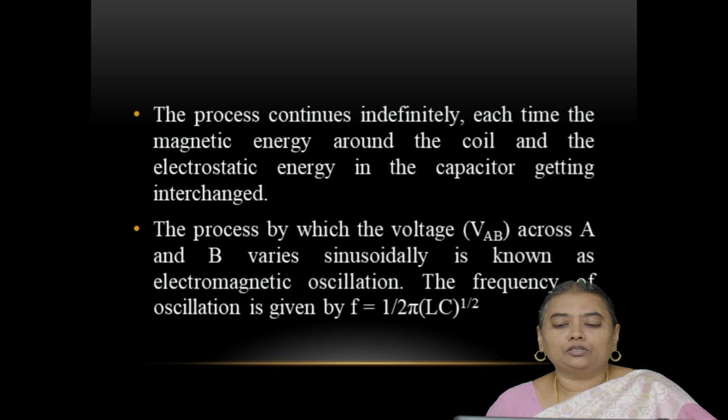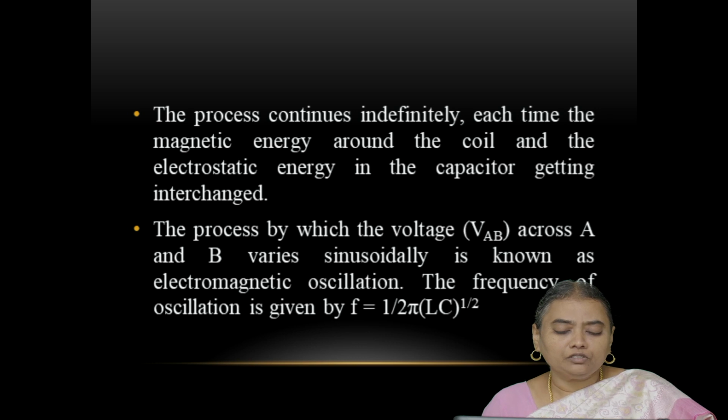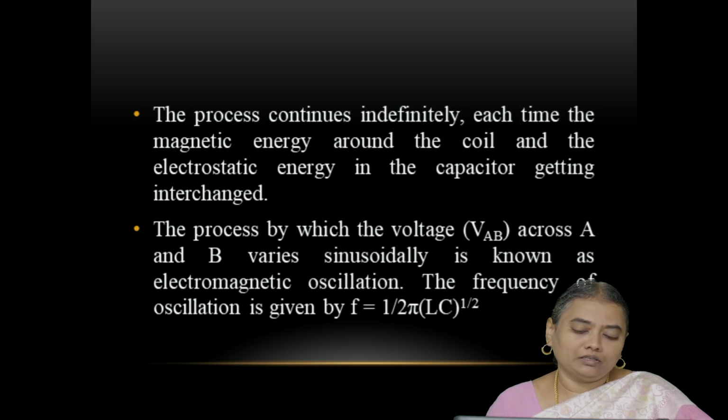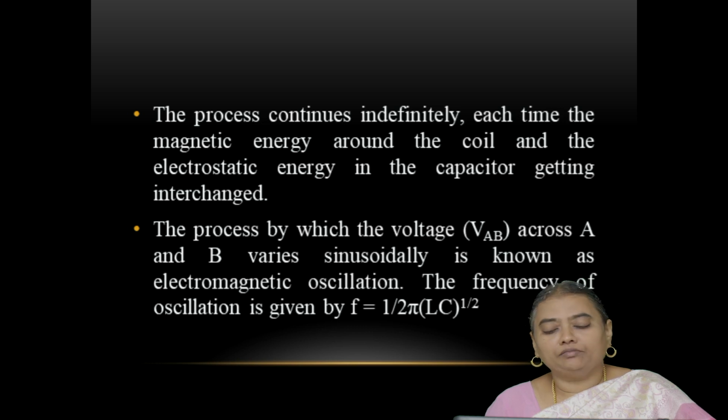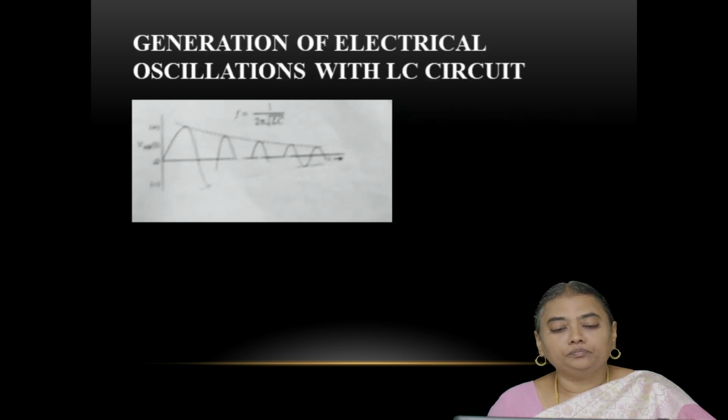The process continues indefinitely, each time the magnetic energy around the coil and the electrostatic energy in the capacitor getting interchanged. The process by which the voltage VAB across A and B varies sinusoidally is known as electromagnetic oscillation. The frequency of oscillation is given by f equals 1 by 2 pi square root of LC.